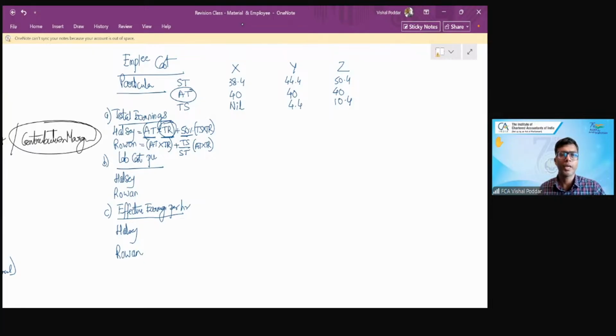For row 1, it is actual time into time rate, which will be 40 into 10, and then the time saved. Now, please understand for X, the second part, which is the bonus part in the formula, will be 0 because X has 0 time saved. There is negative, but we don't consider it as negative. We make it nil. So X will only get the basic time wages. Y and Z will get the time wages plus the bonus. So students, start giving me the answers of total wages.